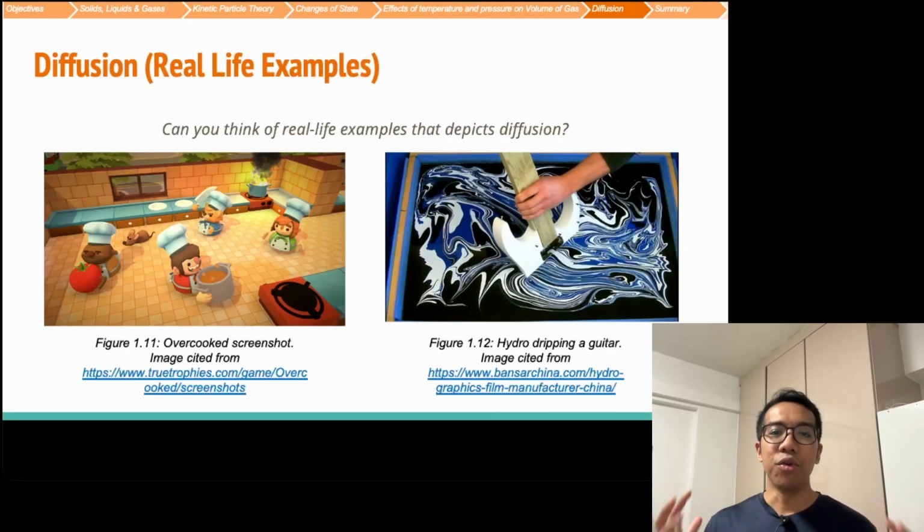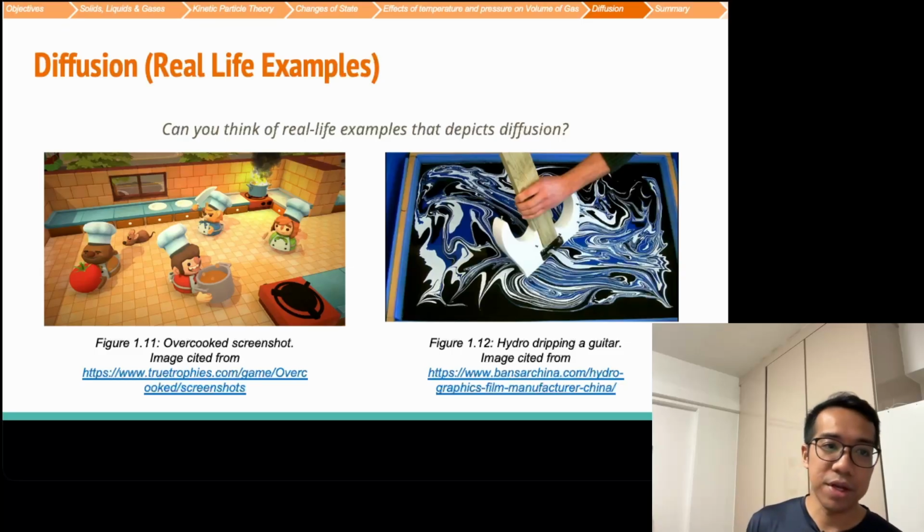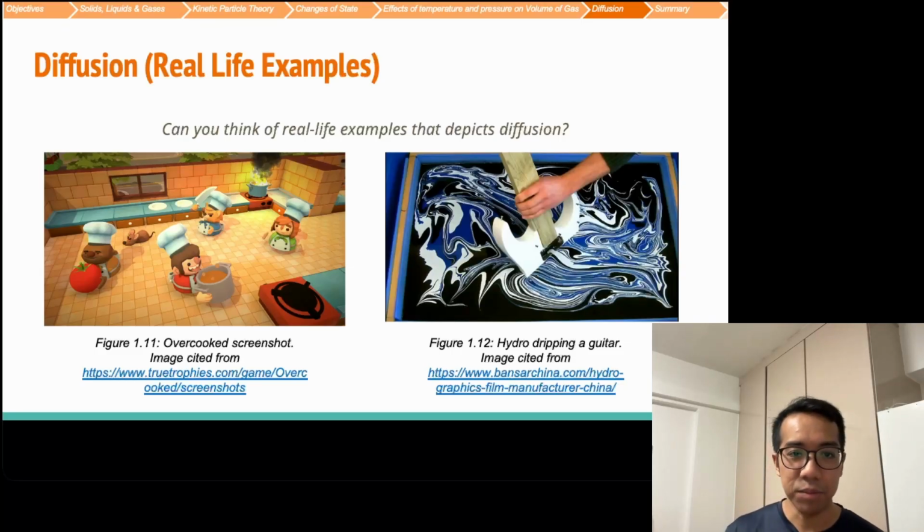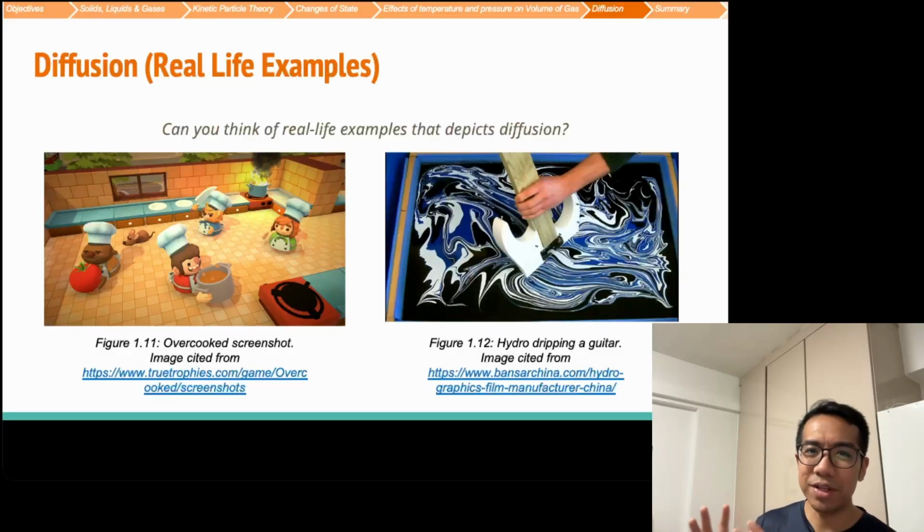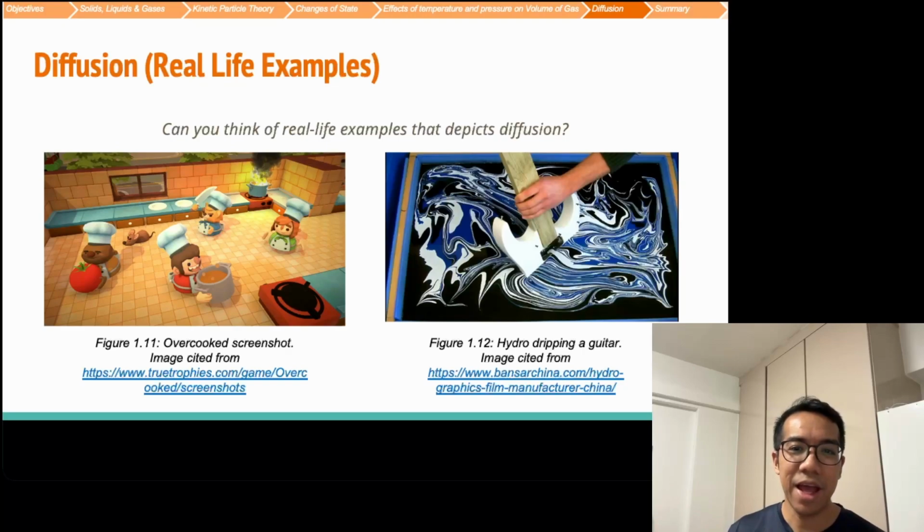So here are real life examples of diffusion in everyday examples. Hydro dipping, I don't think it is cool right now. I think it was quite cool in COVID times, hydro dipping. And one example is cooking. So as you can see in the first picture you see here.